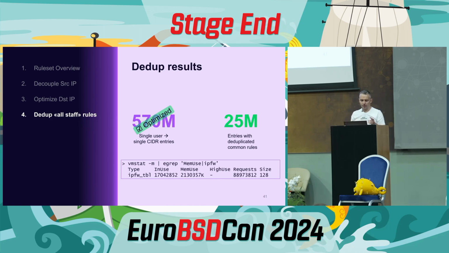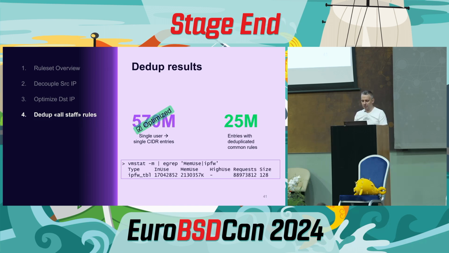And this is the vmstat from a real production server. There are about 48,000 users loaded into the kernel, and our rule set takes about 2 GB of RAM. There are 17 million table entries there.